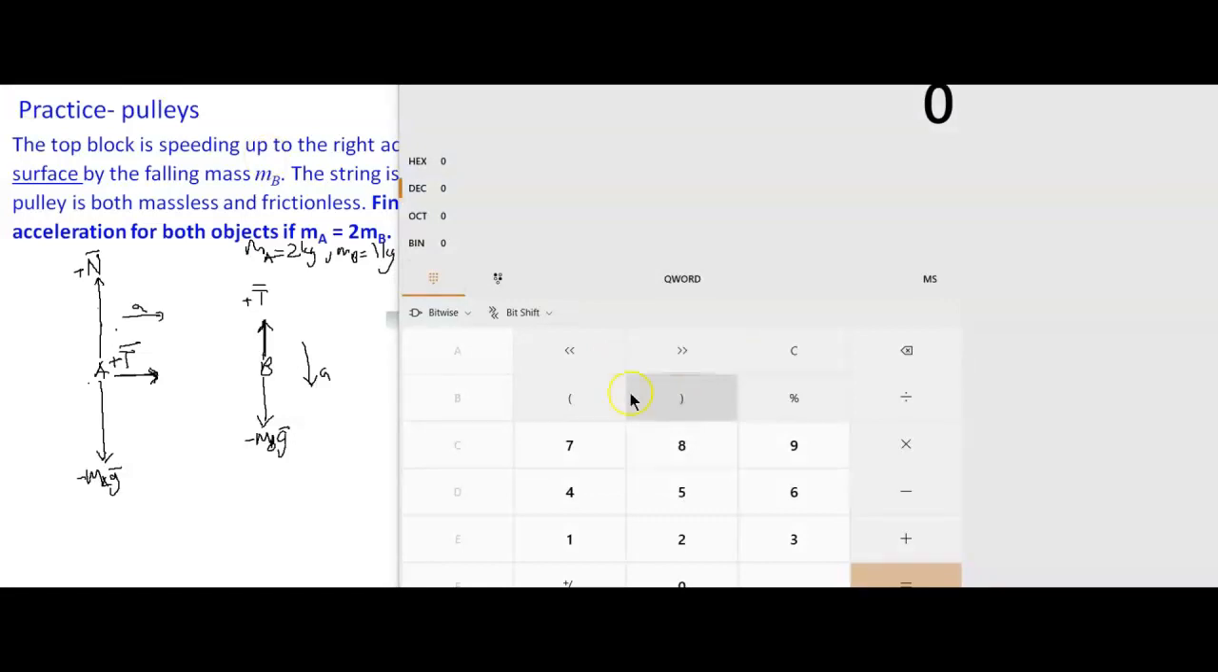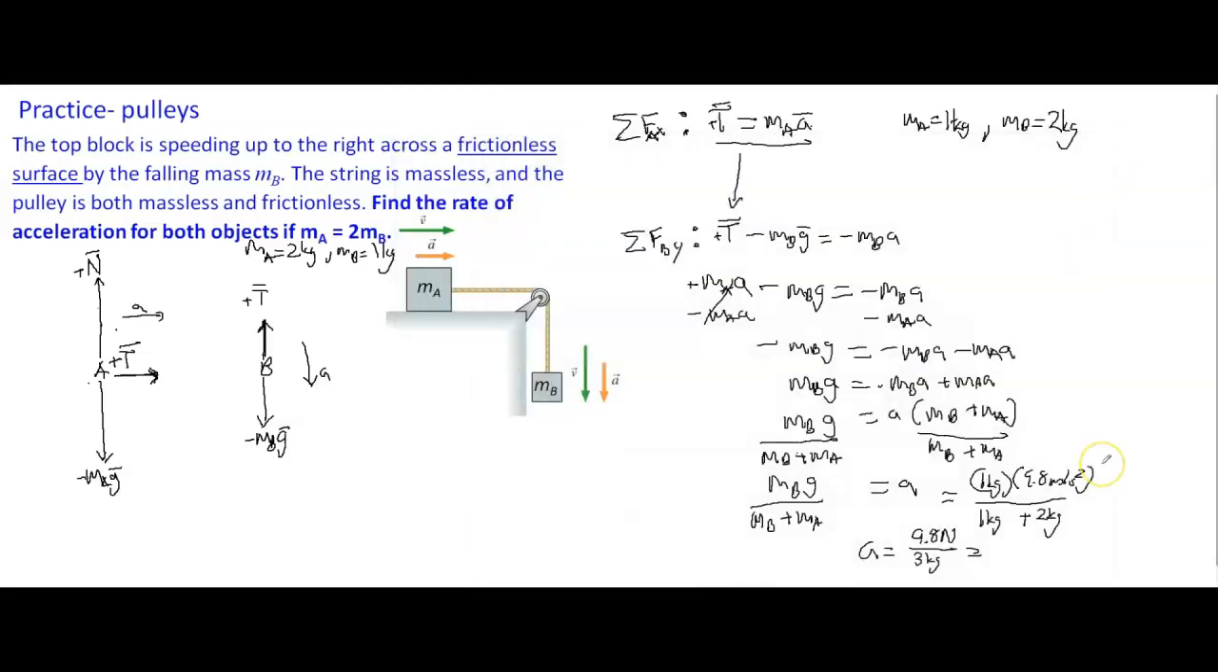So that is going to be equal to 9.8. I don't know how I got into programmer mode. I apologize. 9.8 divided by 3, which is 3.27. So this works out to be 1/3 of gravity.